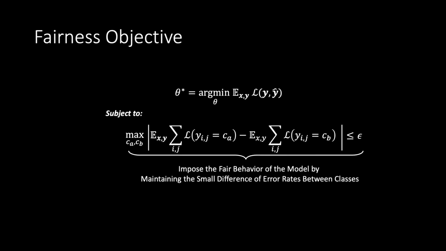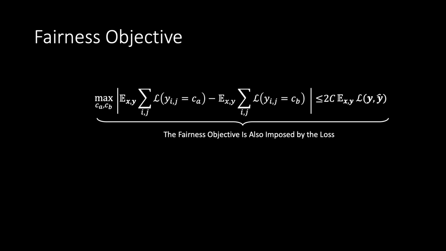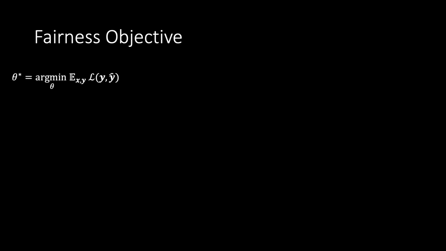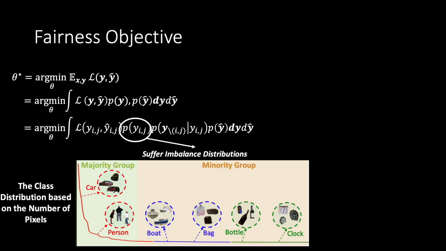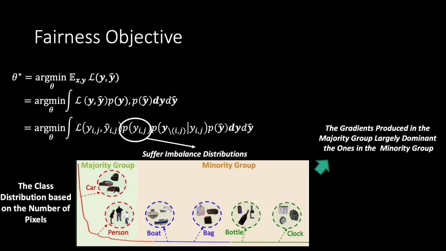In our approach, our fairness objective in continual semantic segmentation aims to minimize the difference of error rates among classes, so that the model is able to behave fairly among classes. Then, we can further prove that the fairness objective has been imposed by the continual learning objective. However, because of the imbalanced class data distribution, this imbalance has influenced the continual learning loss, and therefore, this results in the gradients produced in the majority group largely dominating the ones in the minority group.